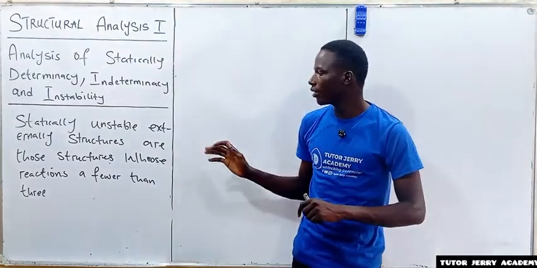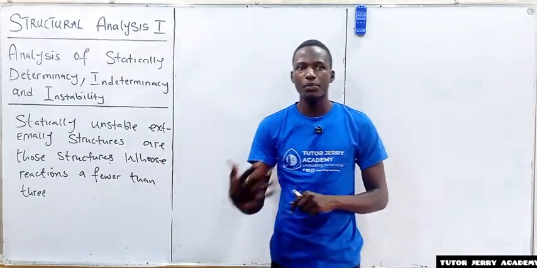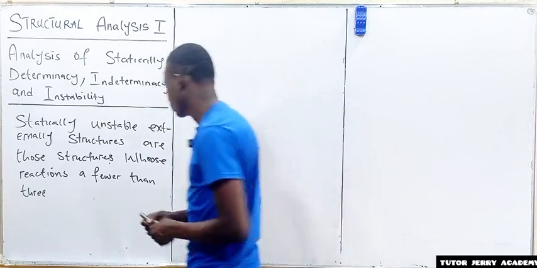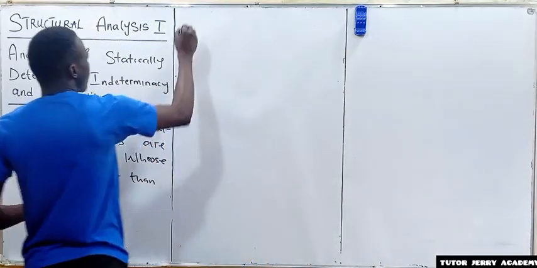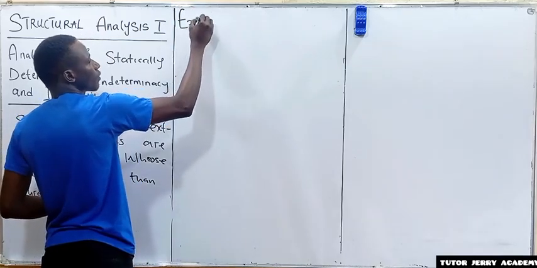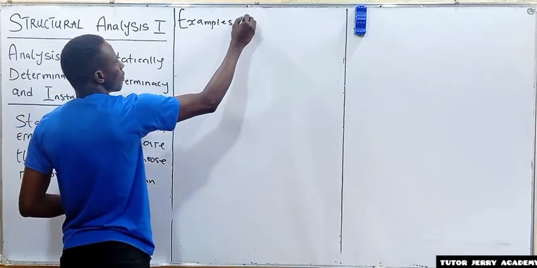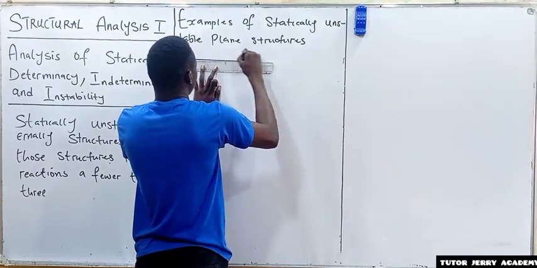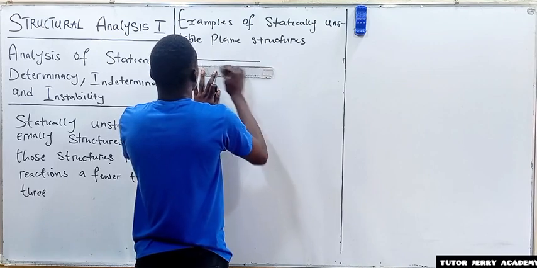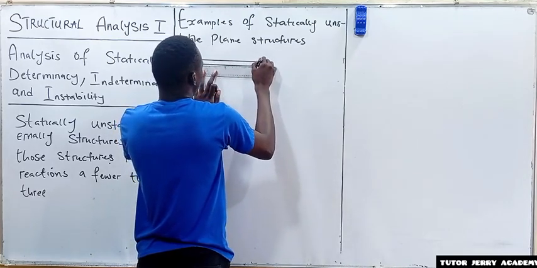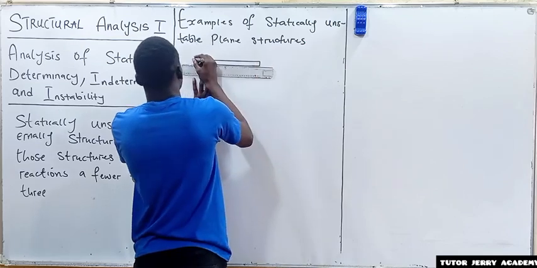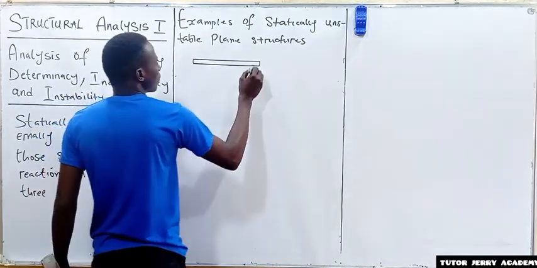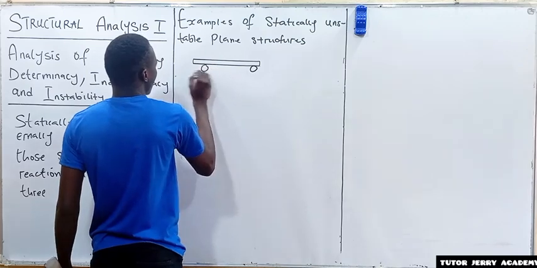Now I'm going to be drawing the example. So you see the examples of a statically unstable plane structure. So we have here examples of this. All right. So we have a roller support at each end. This is a roller support. This is a roller support.